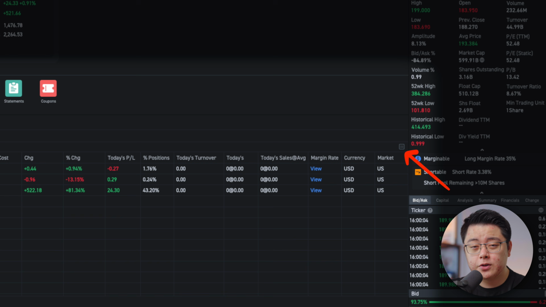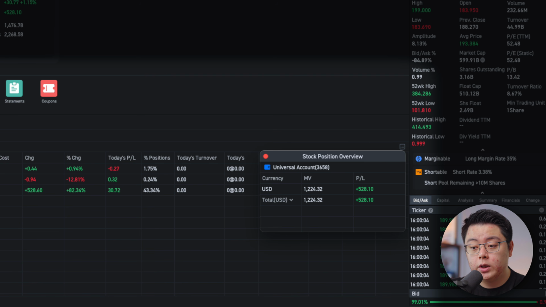And over here there is a small button that you can click into it and it will have a small pop-up box showing stock position overview. So if you need an overview glance of how your portfolio did, whether you are in the greens, which is profit, or whether you are in the reds, i.e. losing money, then this is the snapshot you are looking for. MV basically stands for market value, whereas P/L stands for profit and loss.